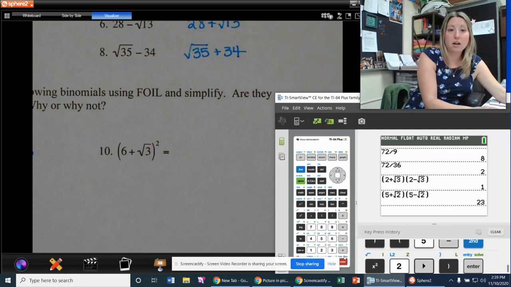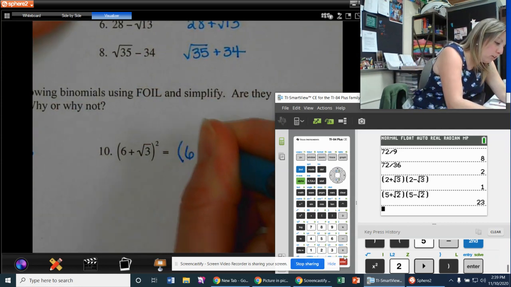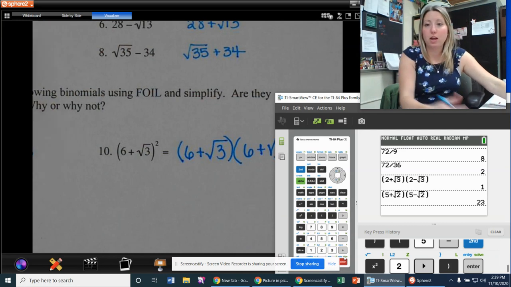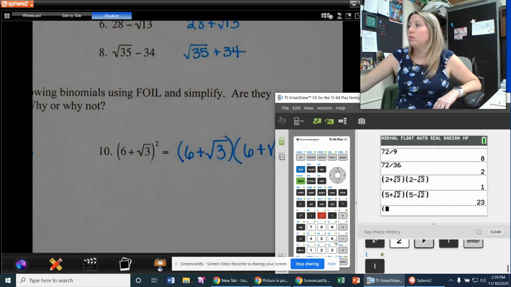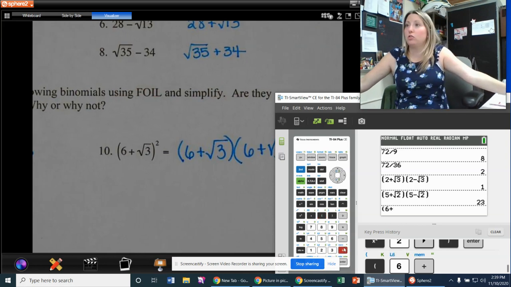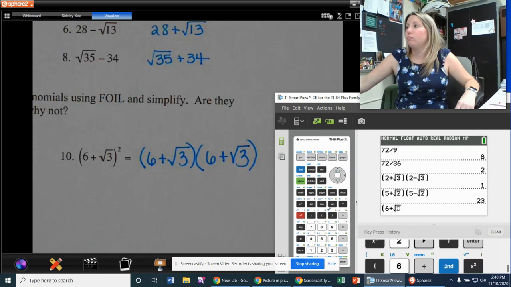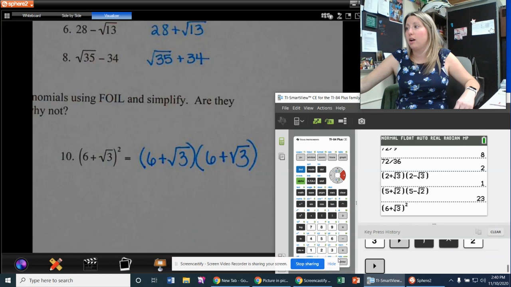Is this a conjugate? No. If you write out a binomial squared, it's the same binomial times itself. Okay, so let me just show you real quick. I'll scooch this over so you can see that I wrote out the same binomial times itself. But I just want to show you. If I tried to do this in my graphing calculator, this is not conjugates.